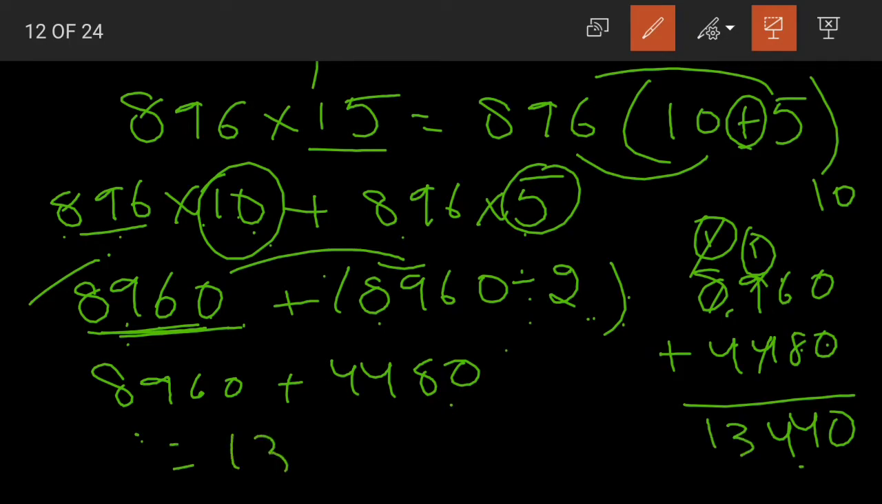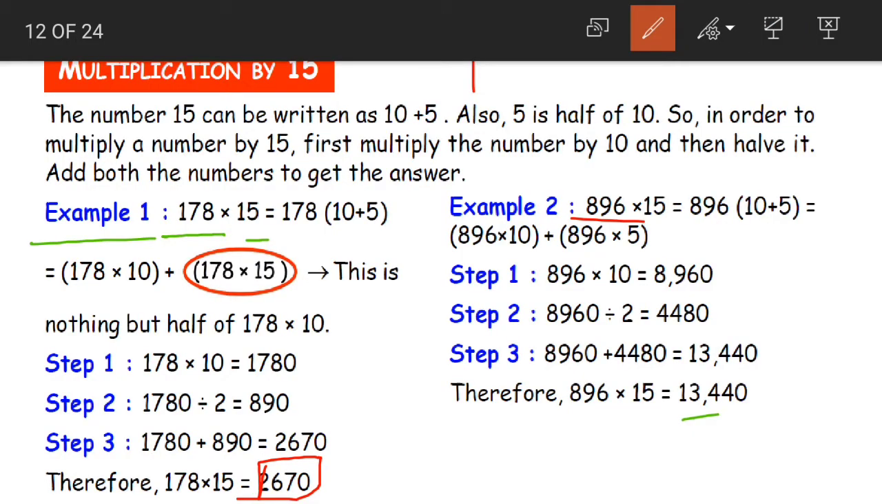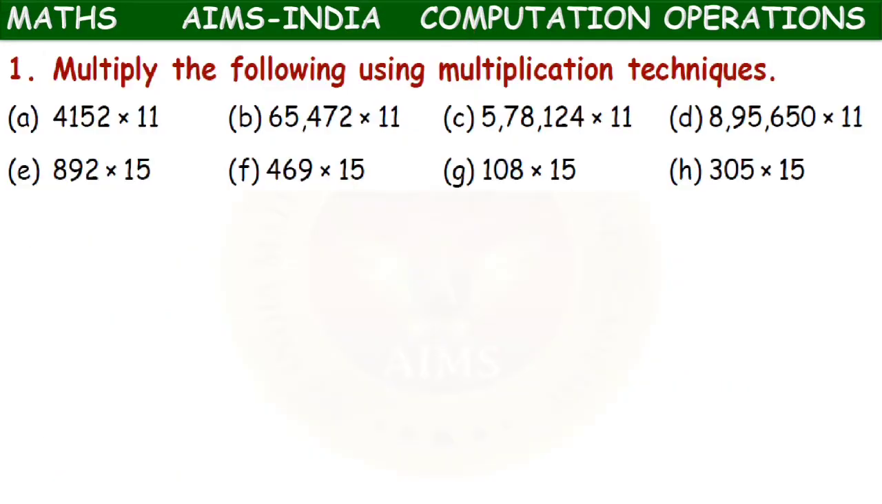What is our final answer, children? 13,440. 896 into 15 is equal to 13,440. Clear, children? How to do this multiplication by 15? Now here we have given a few example problems that we should solve using multiplication techniques.